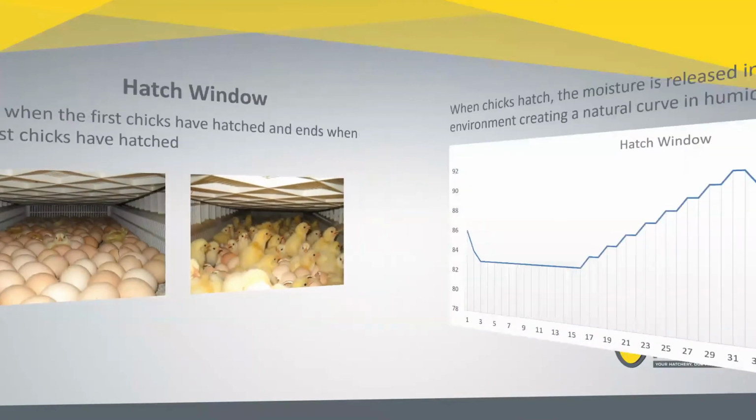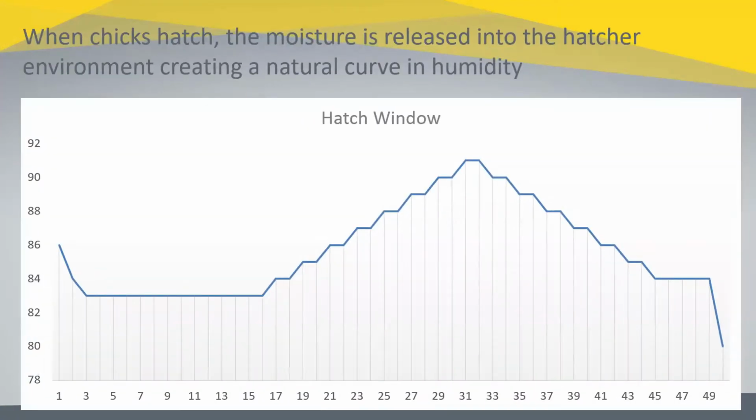When we look at that as a simple view, what you recognize here is that when the chicks hatch, the moisture from their body, the moisture that is needed in order to allow them to pip and get out of that shell, is released into the environment in the hatcher machine, which creates a natural curve in humidity. We see that curve in this type of example, where on the left side of the screen, the bottom number of 78 and a high of 92, that's a wet bulb range. And across the bottom of the screen, we see a time value, and essentially that's more or less 2 days. So this would represent a 19-day transfer.